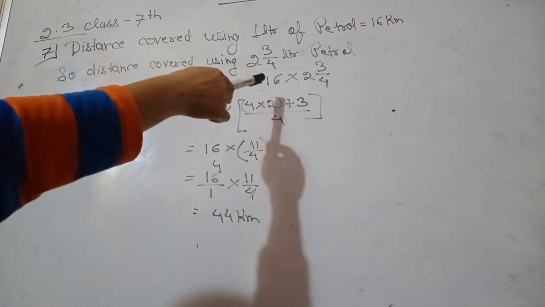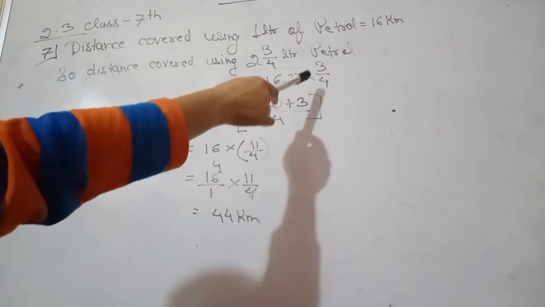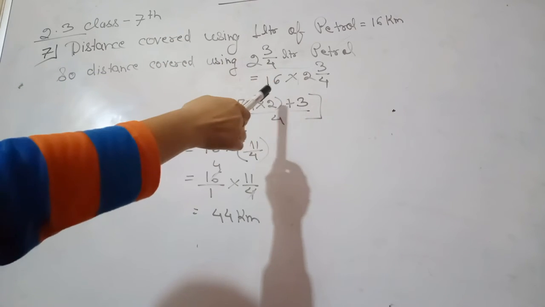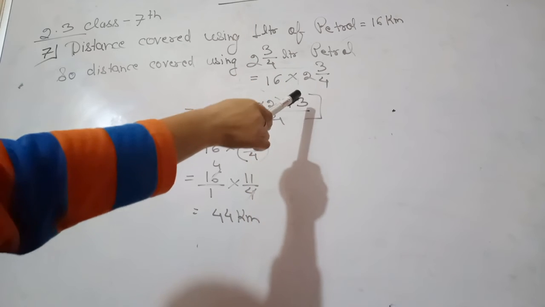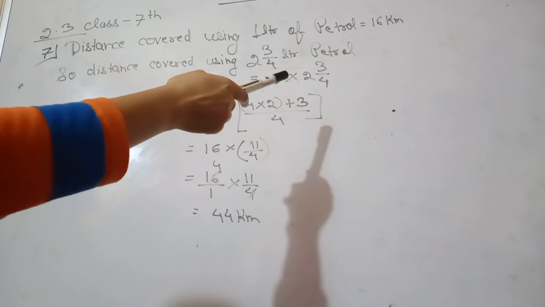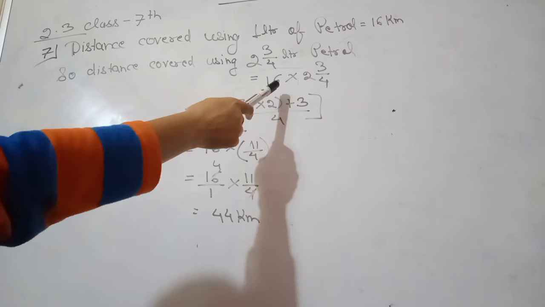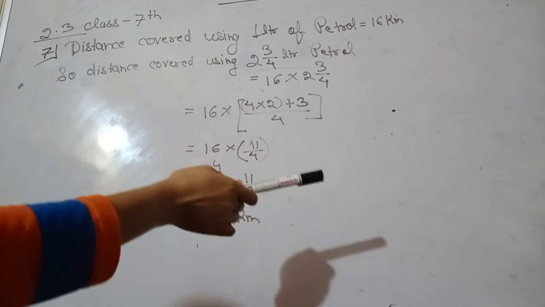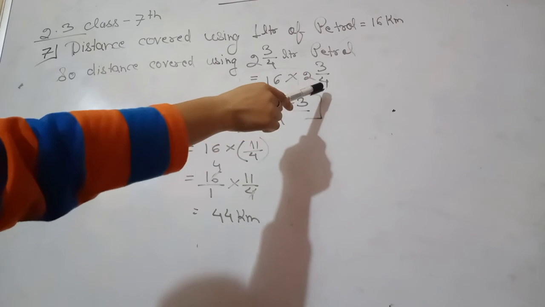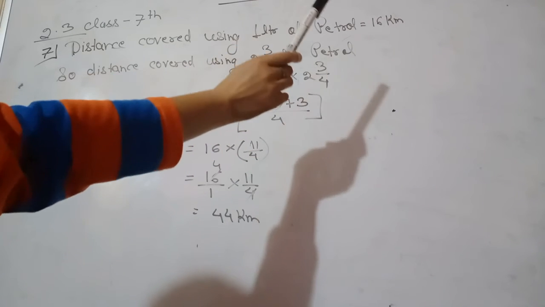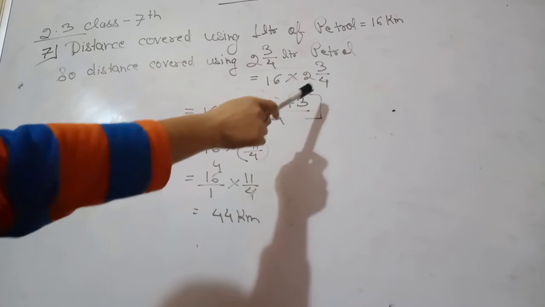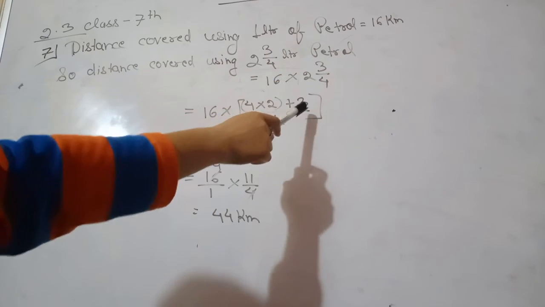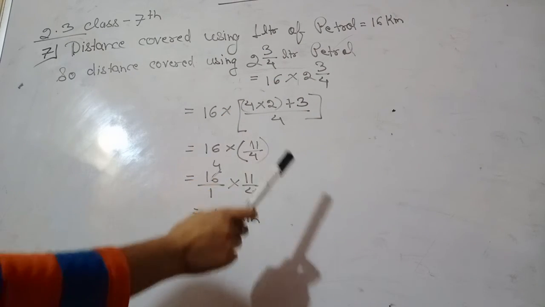So in 2 3 by 4 liter the car will cover 2 3 by 4 into 16. But see here, this is a normal whole number and that is a mixed fraction. We cannot multiply a mixed fraction directly with this. So what do we have to do? We have to convert this mixed fraction to a normal fraction. So we multiply this 2 and add this 3. 4 2s are 8, 8 plus 3 is 11 by 4. So here it comes 11 by 4.